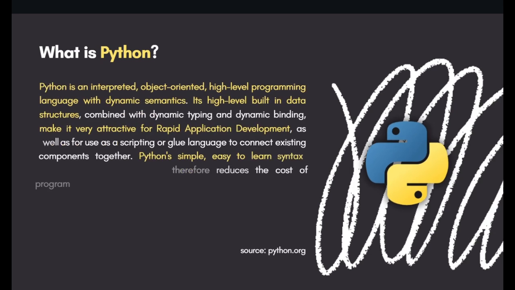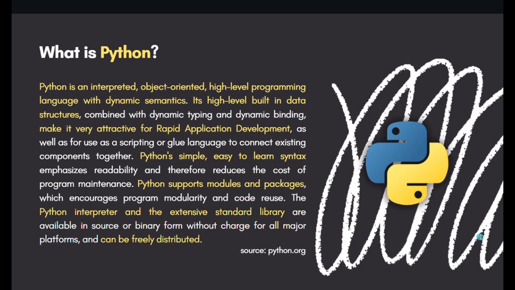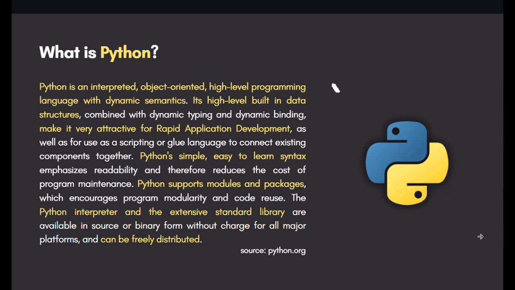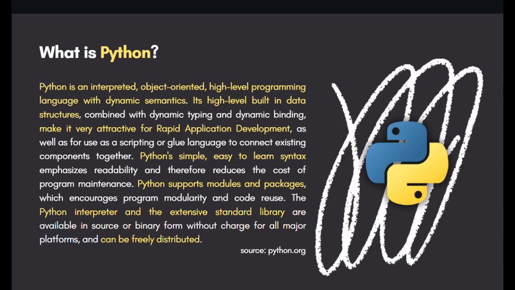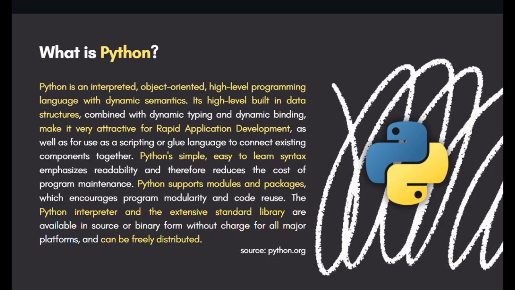So what is Python? Python is an interpreted, object-oriented, high-level programming language with dynamic semantics. Its high-level built-in data structures make it very attractive for rapid application development. It has simple, easy to learn syntax, and supports modules and packages. The Python interpreter and the extensive standard library can be freely distributed.